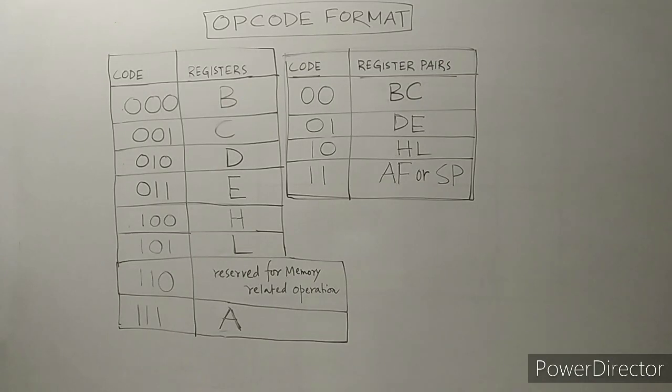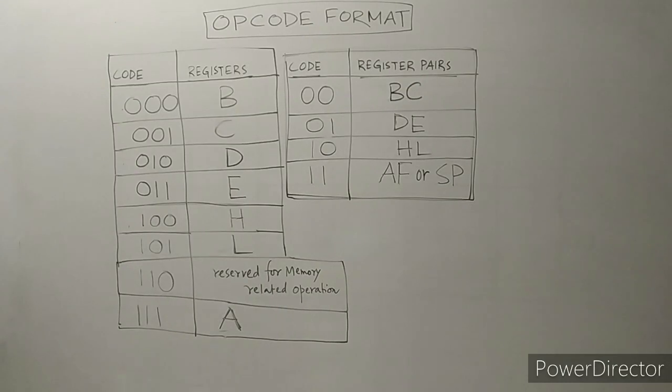So, in the design of the 8085 microprocessor chip, all operations, registers and status flags are identified with a specific code. That code or that format is our opcode format. For example, all internal registers are identified as follows. You can see on the board.